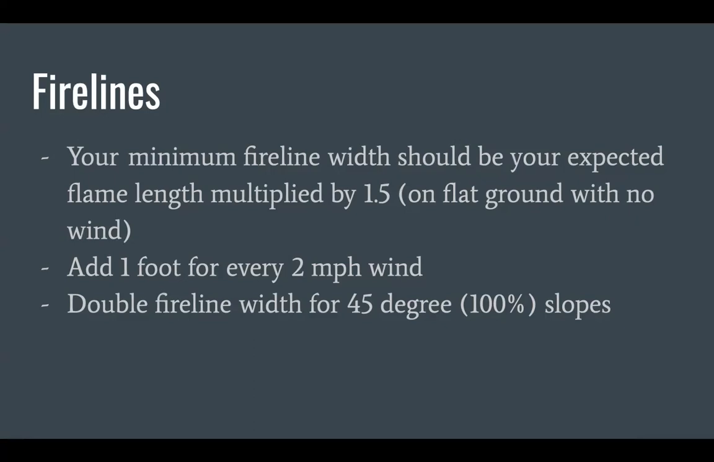So a lot of time we have to factor in some other things. My rule of thumb is I like to add 1 foot of fire line width for every 2 miles per hour of wind. That's surface wind. And then double the fire line width for every 45-degree or 100% slope. On that burn plan, it's going to ask for your percent slope on your burn unit. I'm a carpenter by trade, so I tend to think more of degrees. So thinking about a 45-degree angle, if that's the slope that you're burning on or part of your slope, then you might need to increase the width of your fire line.